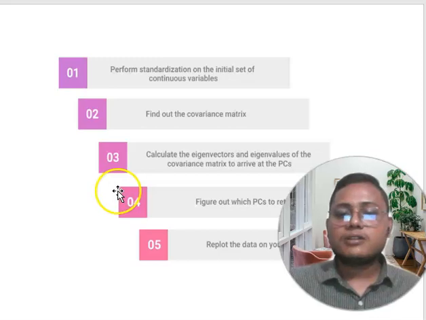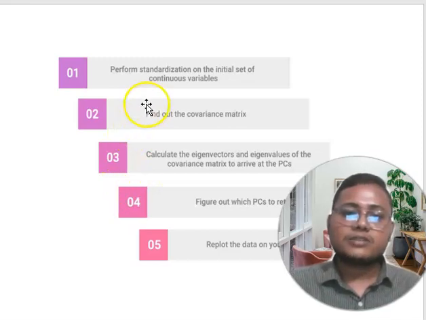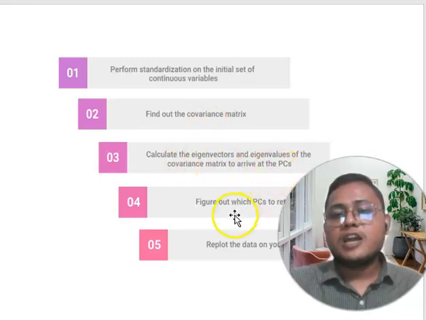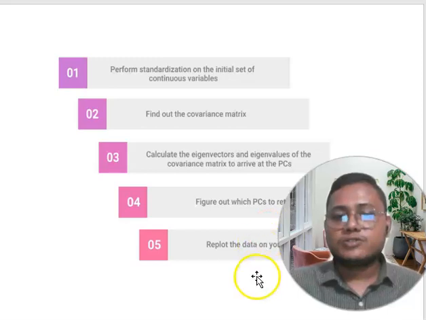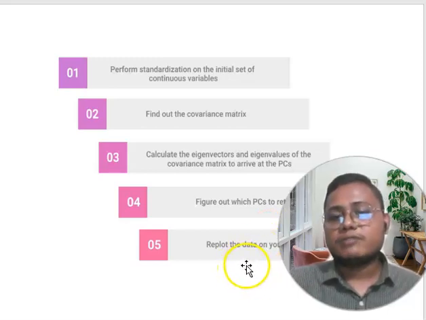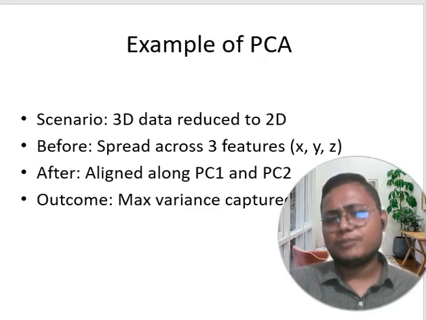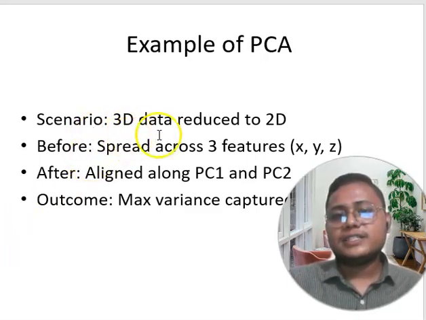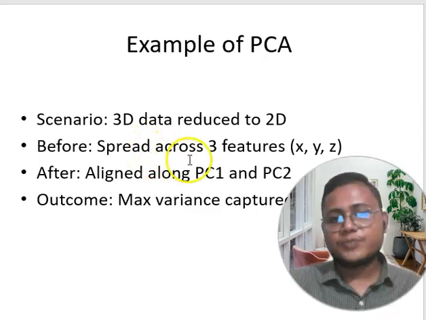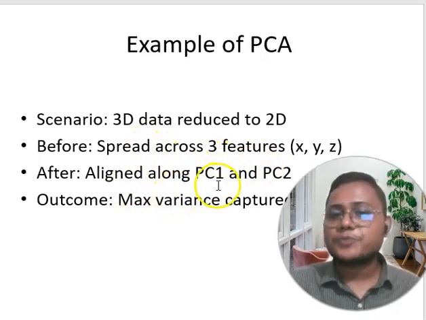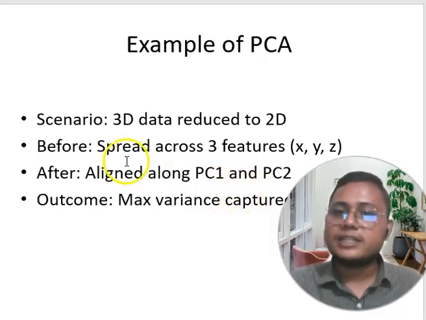We can see it in a flowchart or step-by-step methodology here: performing standardization, finding the covariance matrix, calculating eigenvectors and eigenvalues, figuring out which principal components to retain, and lastly, we can replot the data. So what is an example of PCA? In this scenario, 3D data is reduced to 2D. Before, it was spread across 3 features X, Y, Z; after, it is aligned across PCA1 and PCA2. Outcome: maximum variance is captured in PCA.